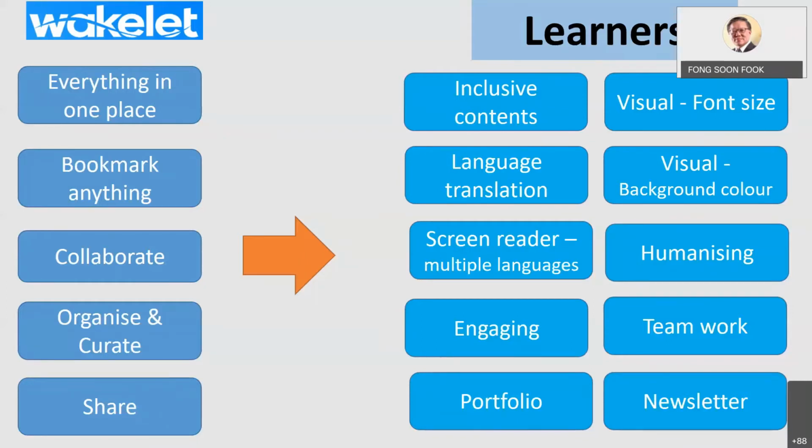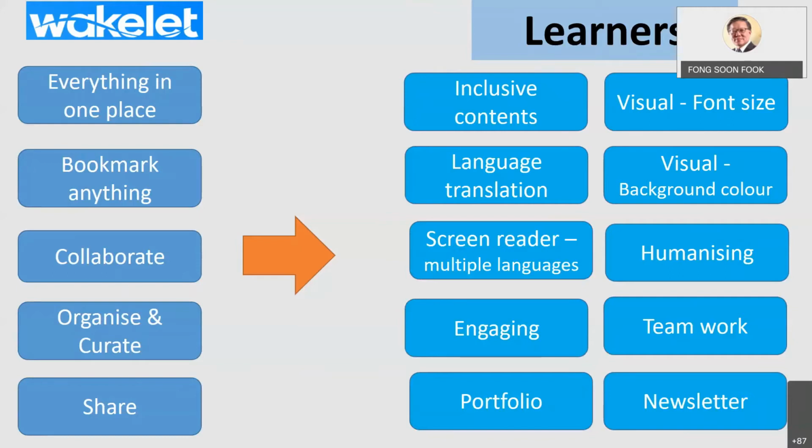So Wicklet, okay, on the left-hand side, it shows it's able to bring everything in one place. It's able to bookmark anything and everything. It can bring in collaboration among our students and ourselves. We're able to organize, curate, and the most important is that we can share. Sharing to where? Sharing to your group, sharing to only your course members, or sharing to the world, make it public.